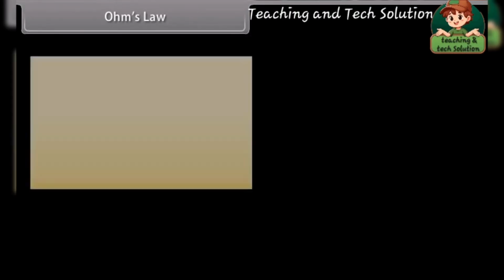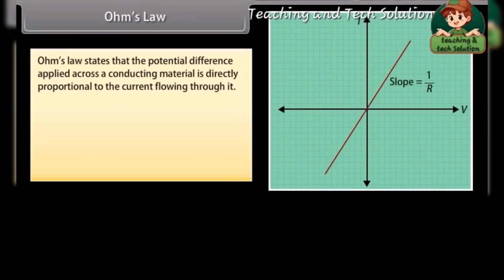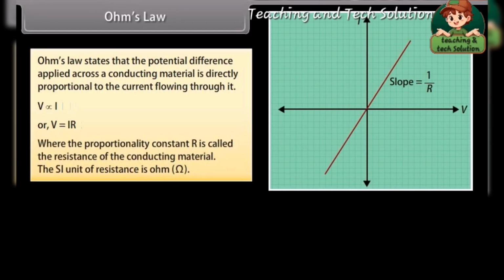Ohm's law. Ohm's law states that the potential difference applied across a conducting material is directly proportional to the current flowing through it. V is directly proportional to I, or V is equal to IR, where the proportionality constant R is called the resistance of the conducting material. The SI unit of resistance is ohm.